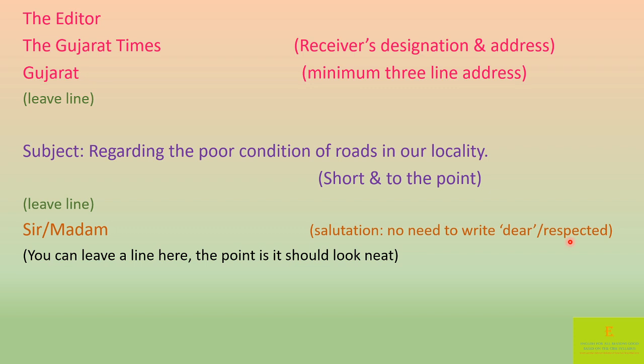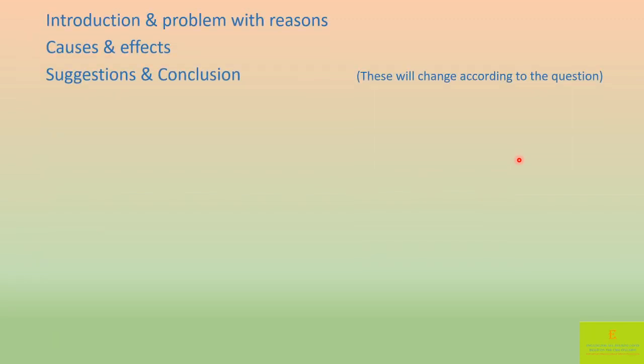So in case you feel that by leaving a line it will look neater, then you can leave a line. Now after this we come to the content. The content has to come in 3 or 4 paragraphs, and what each paragraph should contain, that we'll be discussing. So I'll be discussing this topic only: poor condition of roads in our locality.